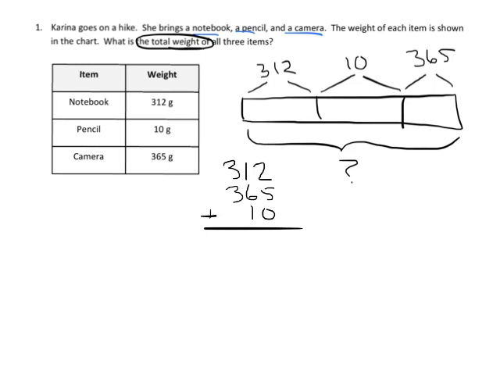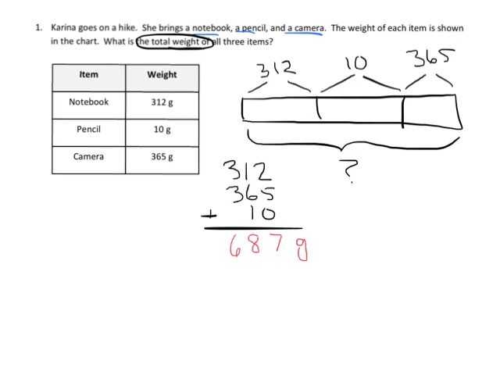And with third graders, man, there's a ton of different ways they could add. I'll just add the standard way right now. 2 plus 5 plus 0 is 7. 1 plus 6 plus 1 is 8. And 3 plus 3 is 6. And so we've got 687 grams is the total.